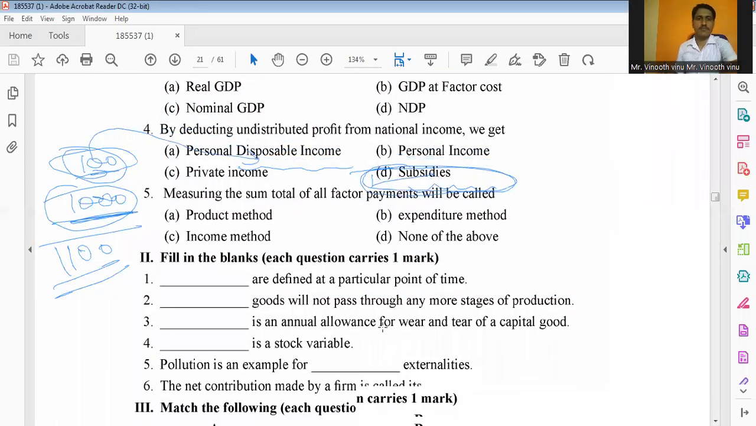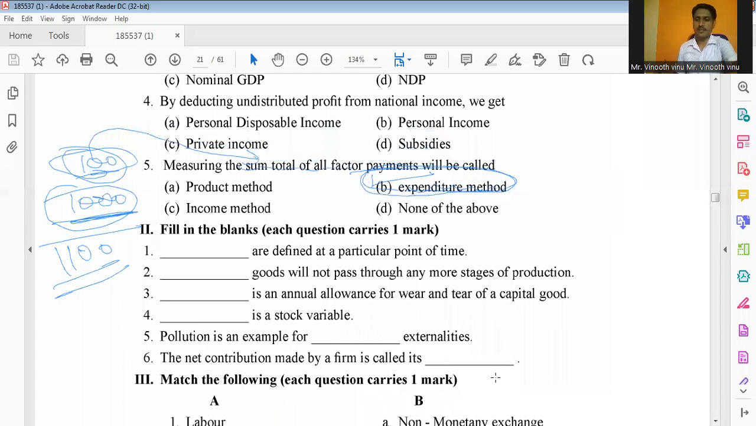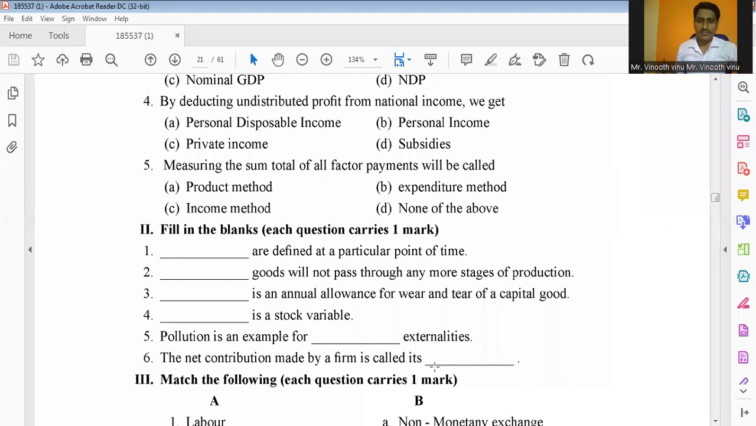Next, measuring the sum total of all factor payments. Factors of production payments is called the income method. Okay, income method, important.